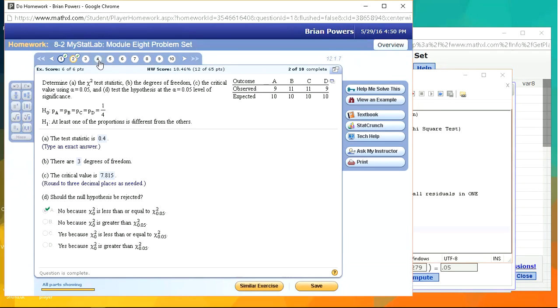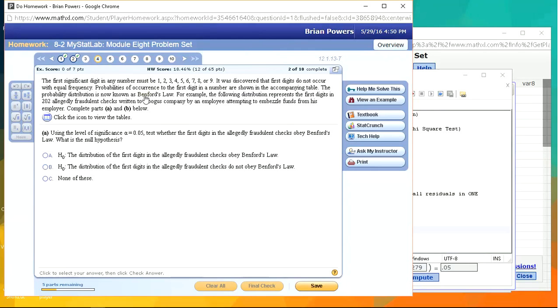Okay, let's skip number 3. Let's look at number 4. So this is a super cool problem. Benford's law is really interesting, and I encourage you to read about it. It's used in forensic accounting, among other things. So you can use Benford's law to determine if people are cooking the books, so to speak.